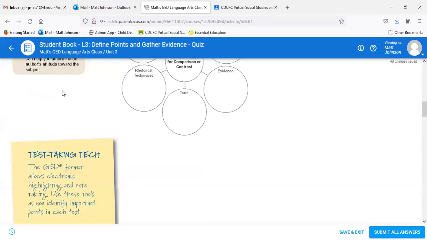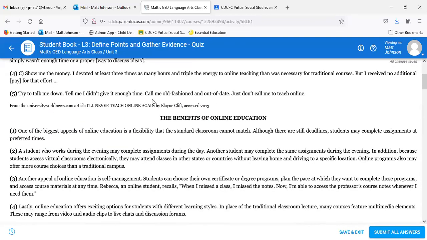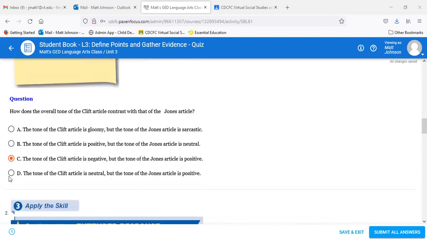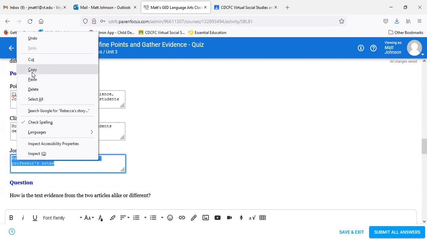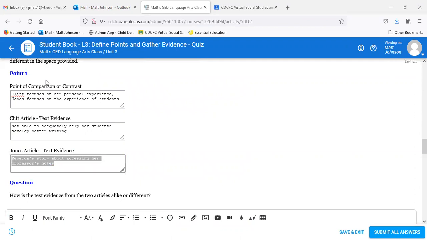about being able to find notes from her professor. So Rebecca, an online student, recalls, "When I miss a class, I miss the notes. Now I'm able to access the professor's course notes whenever I need them." Again, this is our own shorthand, just think about how we're going to later construct that and put that into the body of our writing response. So Rebecca's story about accessing her professor's notes. That's all we need. Copy and paste.